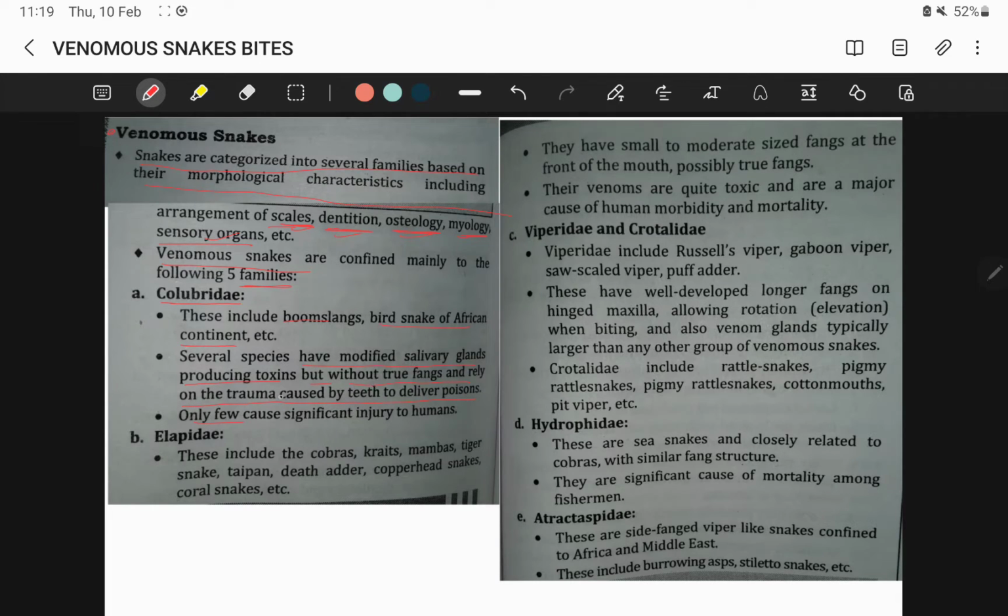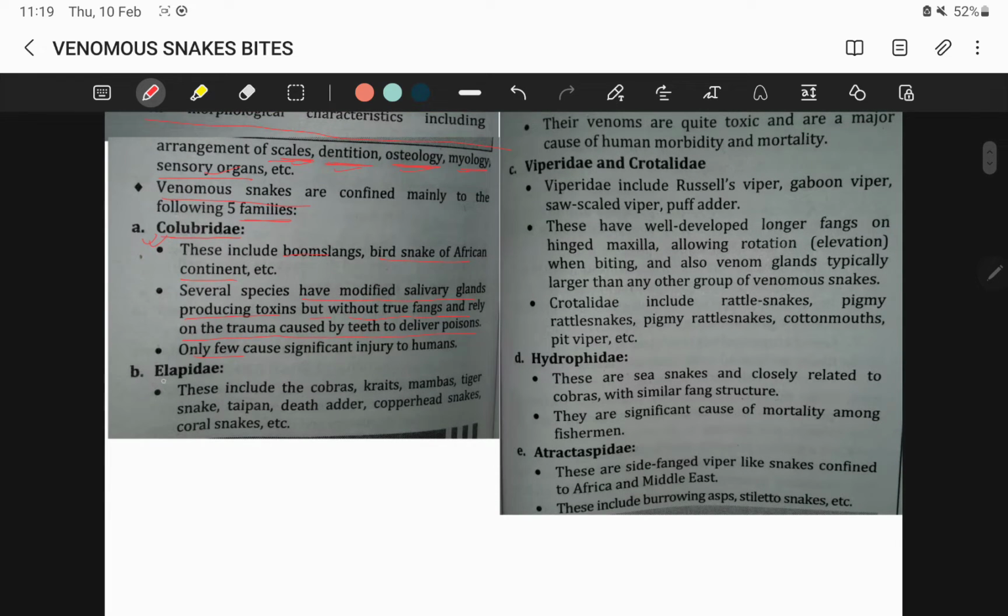So what they do, they don't have any fangs, right? So they don't have any sharp hollow teeth. But they have a modified salivary gland that can produce toxins. So how are they going to kill someone? They cause trauma with the teeth on the surface, and then the toxins get released, and then it will cause injury, right? So these are the family Colubridae. In Colubridae only a few cause significant injury to humans, but it does not mean that it is not possible.